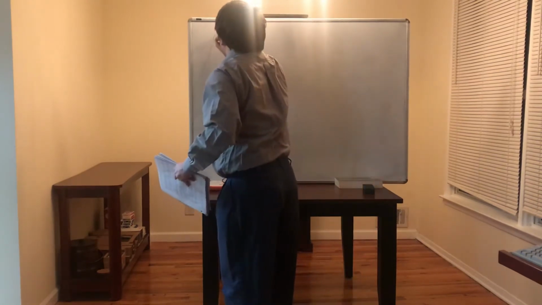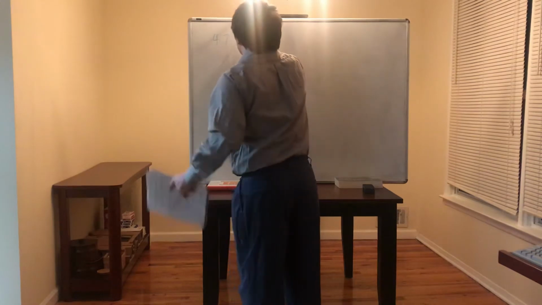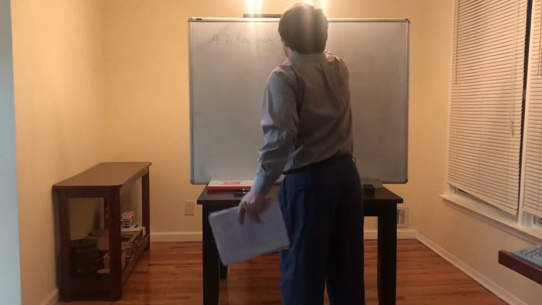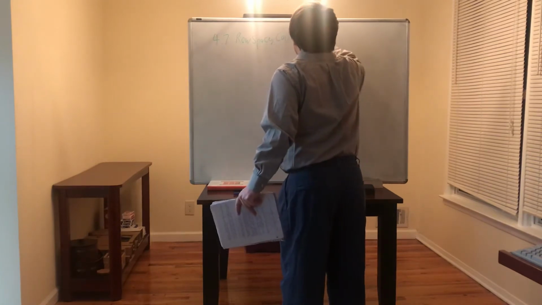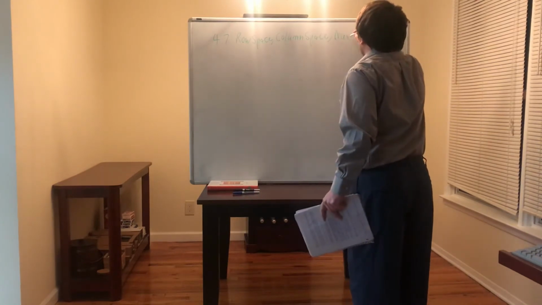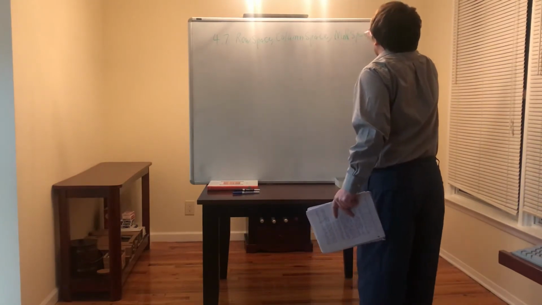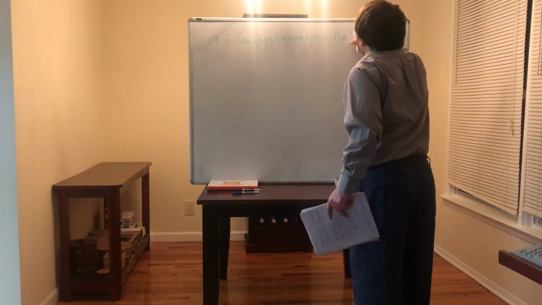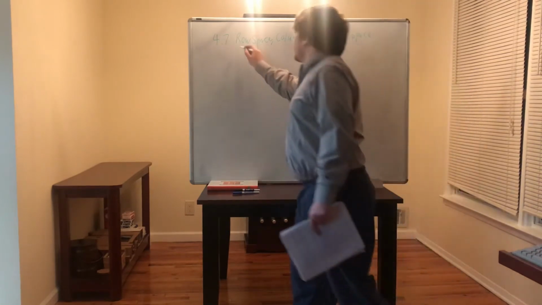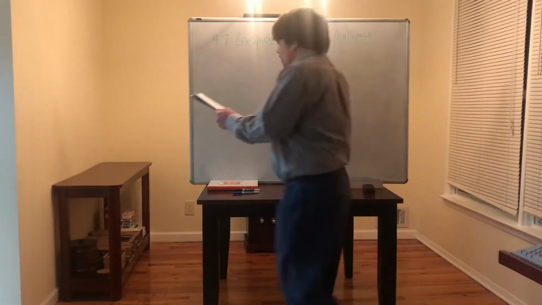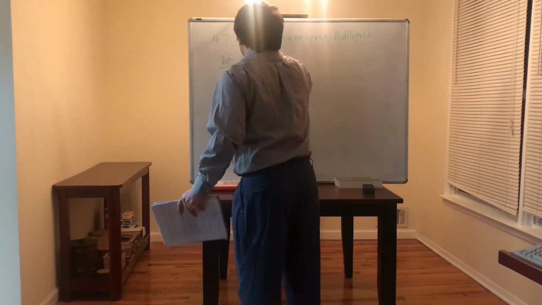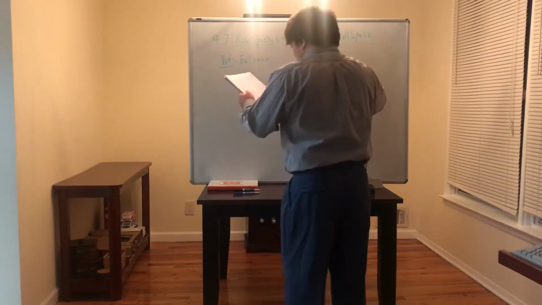So 4.7 is titled Row Space, Column Space, and Null Space. And so we'll be focusing on the row space, column space, and null space in this section of the book. Okay, so first definition. Our first definition is for an m by n matrix.